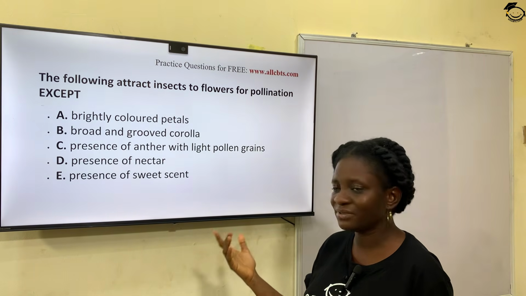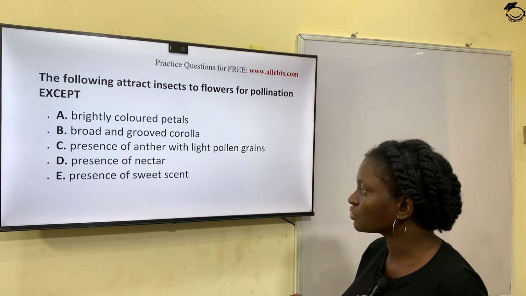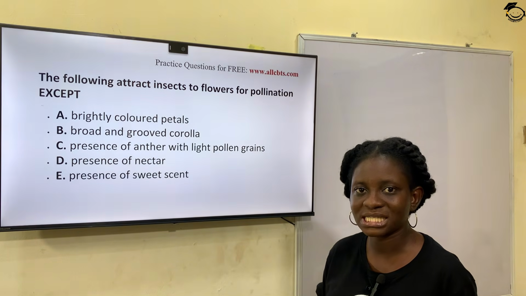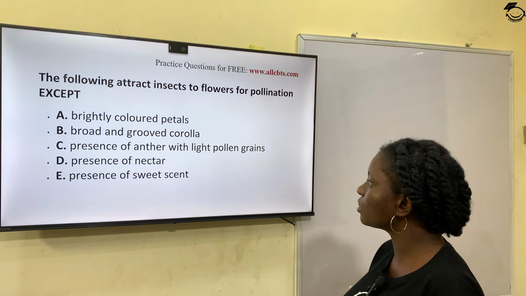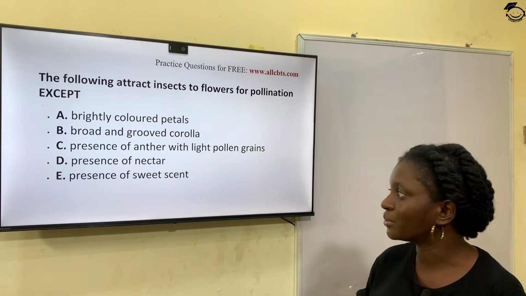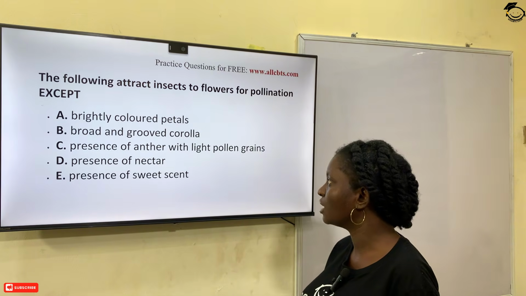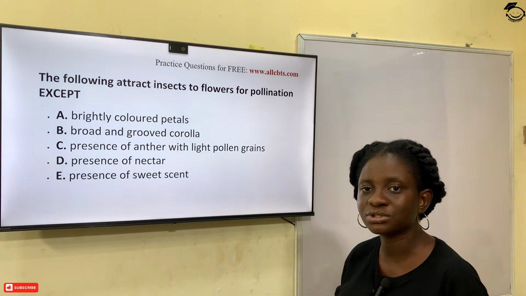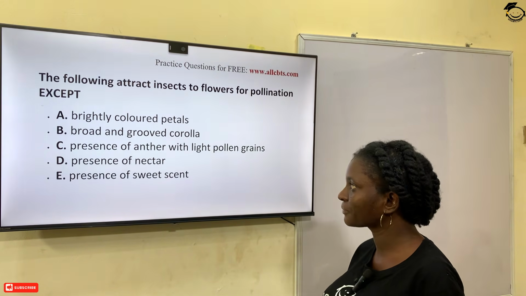Then the presence of nectar and the presence of sweet scent also attract the pollinators. So the only option that answers this question correctly is the presence of anthers with light pollen grains. Option C is the correct answer.